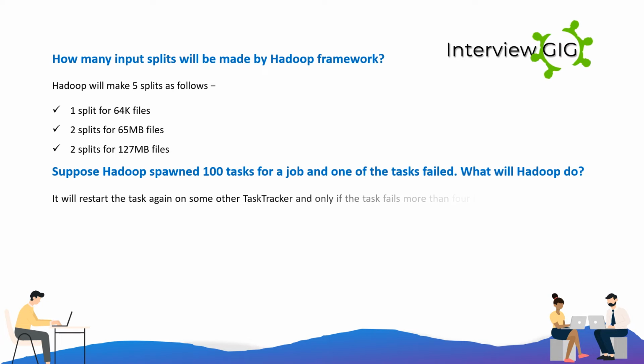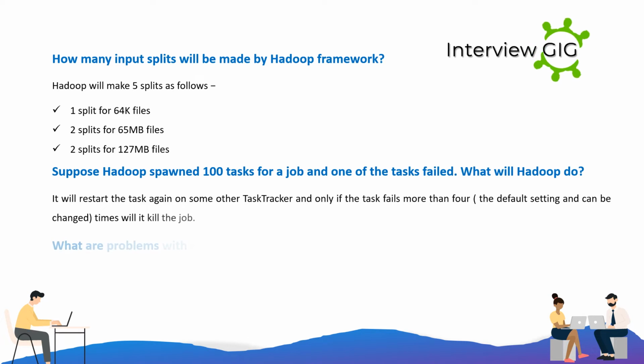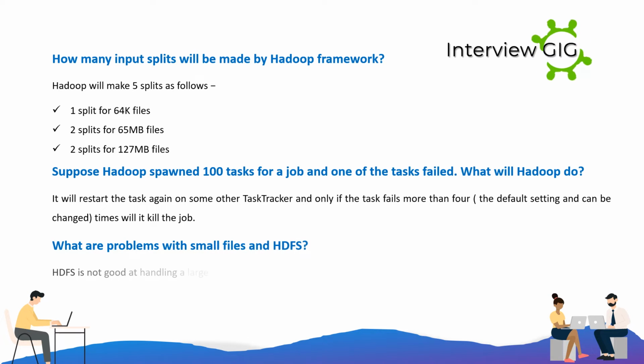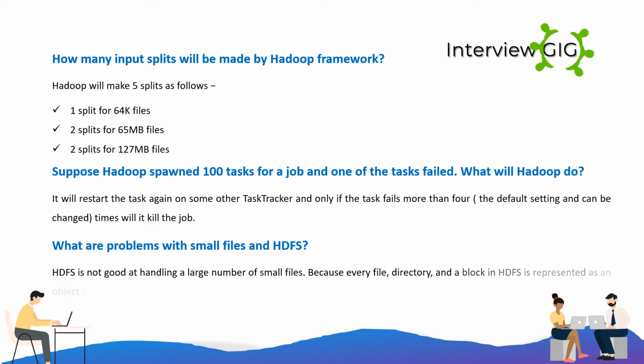Suppose Hadoop spawned 100 tasks for a job and one of the tasks failed. What will Hadoop do? It will restart the task again on some other task tracker, and only if the task fails more than 4 times, the default setting which can be changed, will it kill the job.